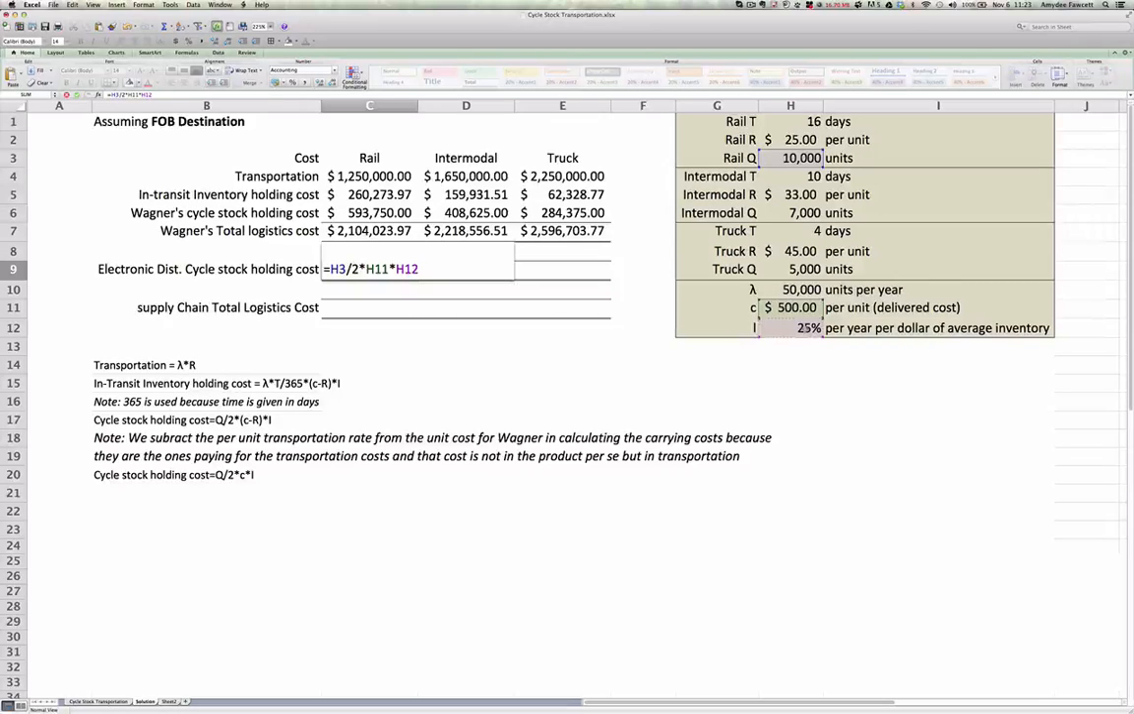So for the rail, it will be 10,000 divided by 2 times the unit cost for electronics consumers, which is $500 times the inventory carrying charge per year. We'll assume that this is the same inventory carrying charge as for Wagner for 25%. So we're going to have $25,000 carrying charges for electronic consumer alone. And then likewise for intermodal, we'll have an average inventory of 3,500 units for total inventory carrying charges per year of $437,500.